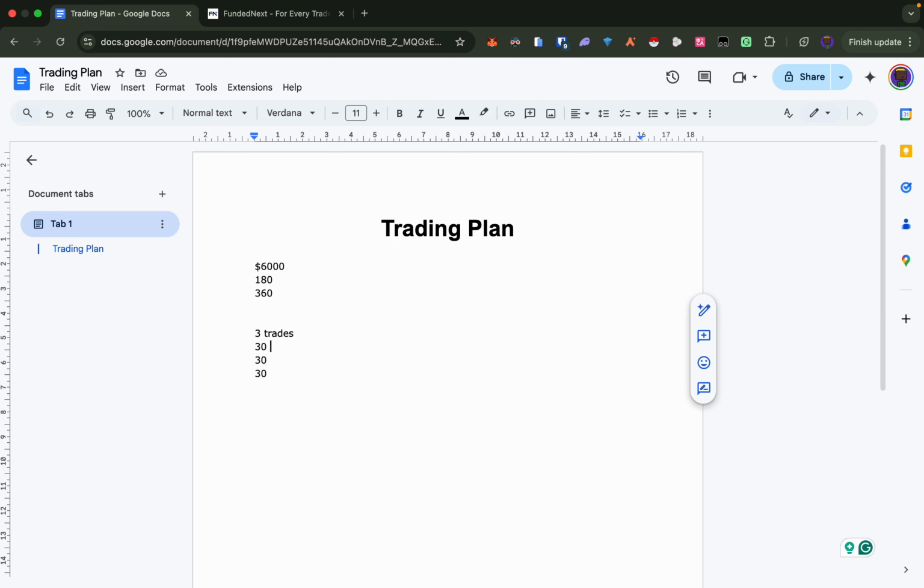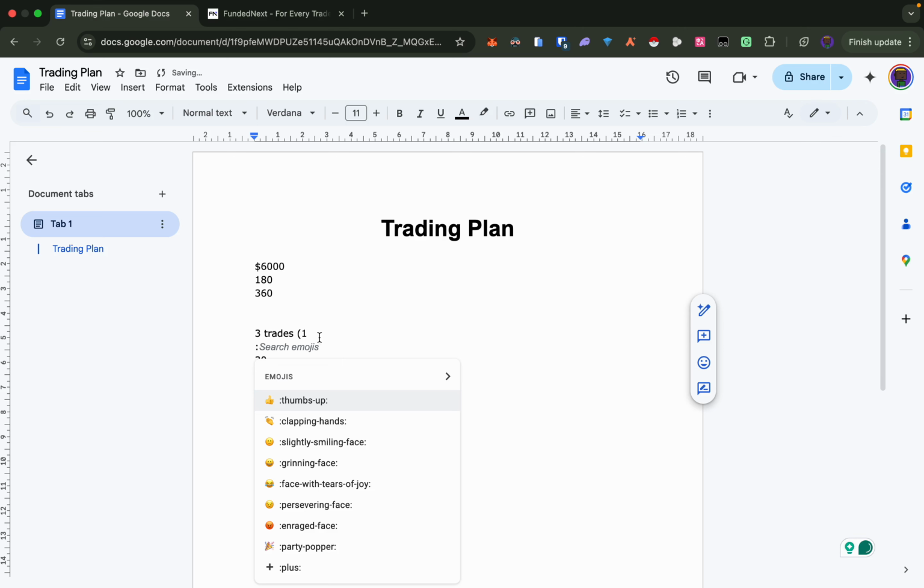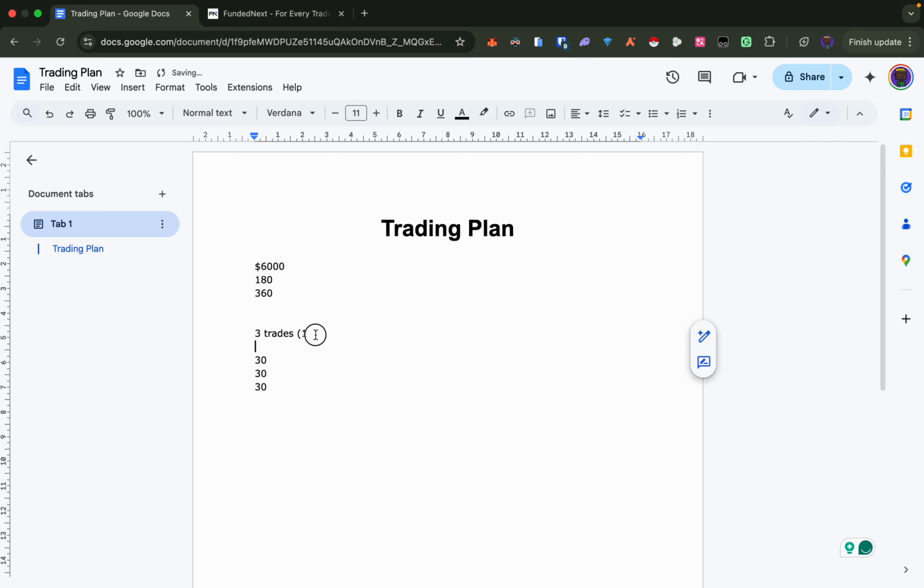What I'm looking for is a one-to-one trade, maximum of 1 to 2. I don't want to do more than that.